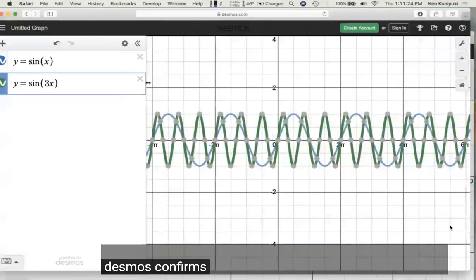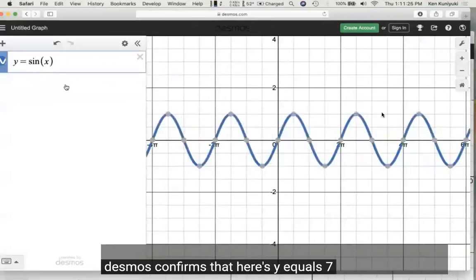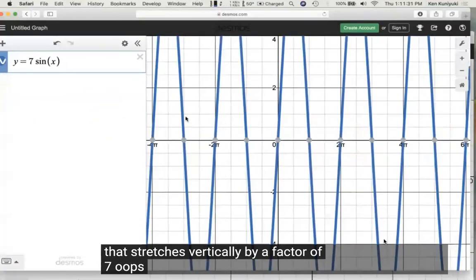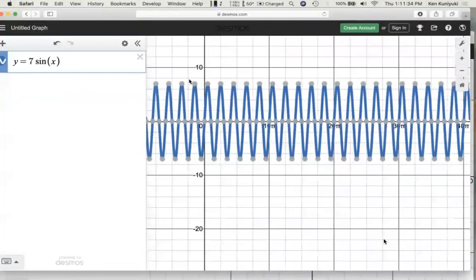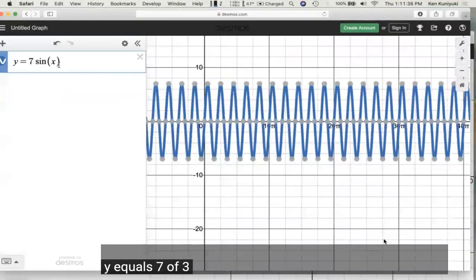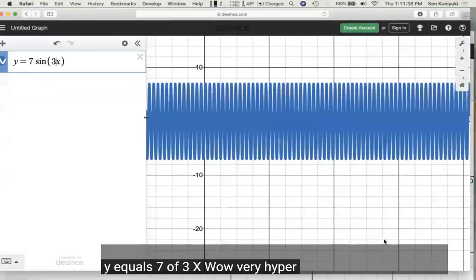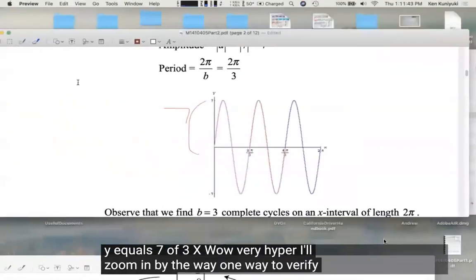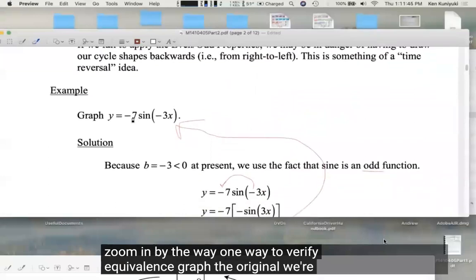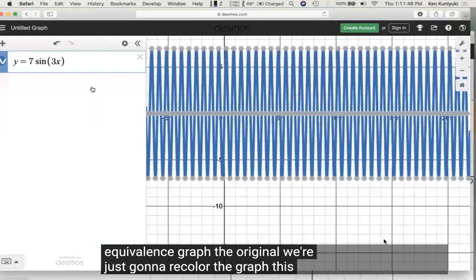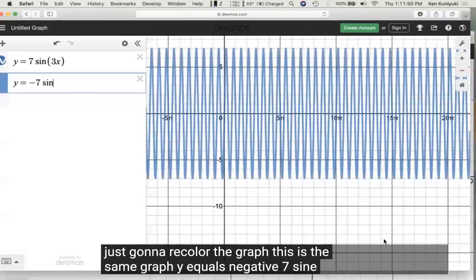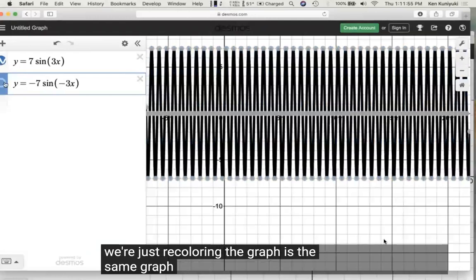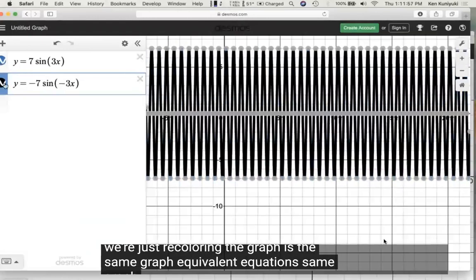Right. Desmos confirms that. Here's y equals 7, that stretches vertically by a factor of 7. Oops. Y equals 7 sine of 3x. Wow, very hyper. I'll zoom in. By the way, one way to verify equivalence, graph the original. We're just going to recolor the graph. This is the same graph. Y equals -7 sine of -3x. We're just recoloring the graph. It's the same graph. Equivalent equations, same graph.